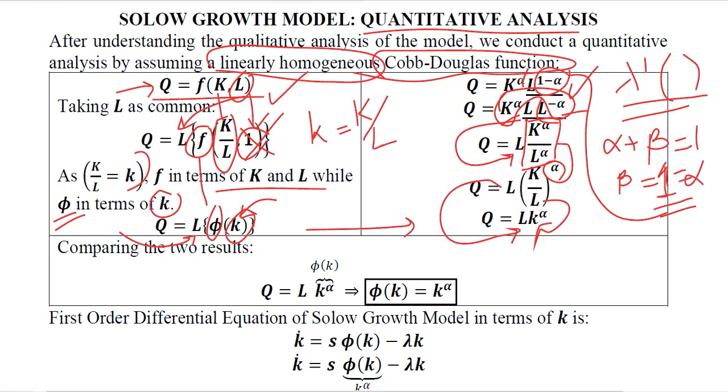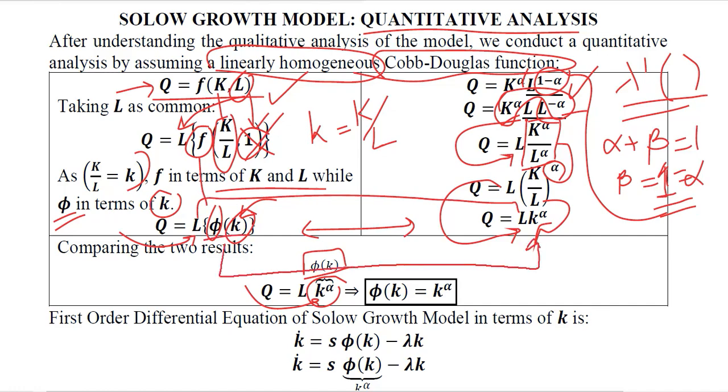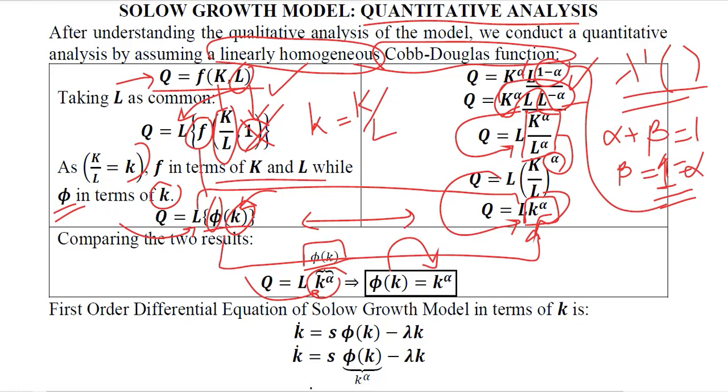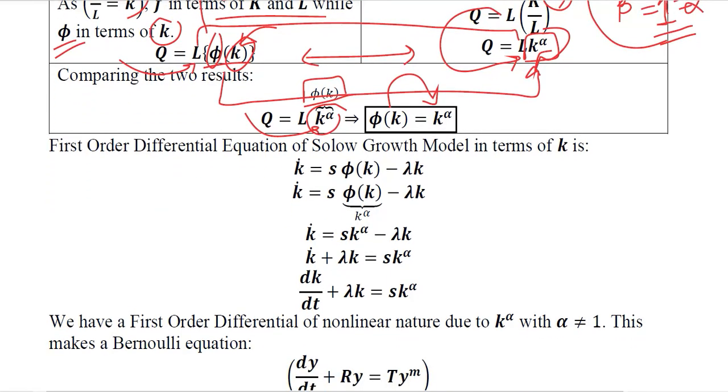So if we compare these two outcomes, it shows that instead of phi k we have small k alpha, because you can see labor is here on both sides, whereas phi k is there for k raised to the power alpha. So instead of phi k we have k alpha. So phi k is now evaluated, which was not evaluated before when we developed the qualitative analysis of the Solow growth model. Now we have this first order differential equation, which we have already seen in the qualitative model.